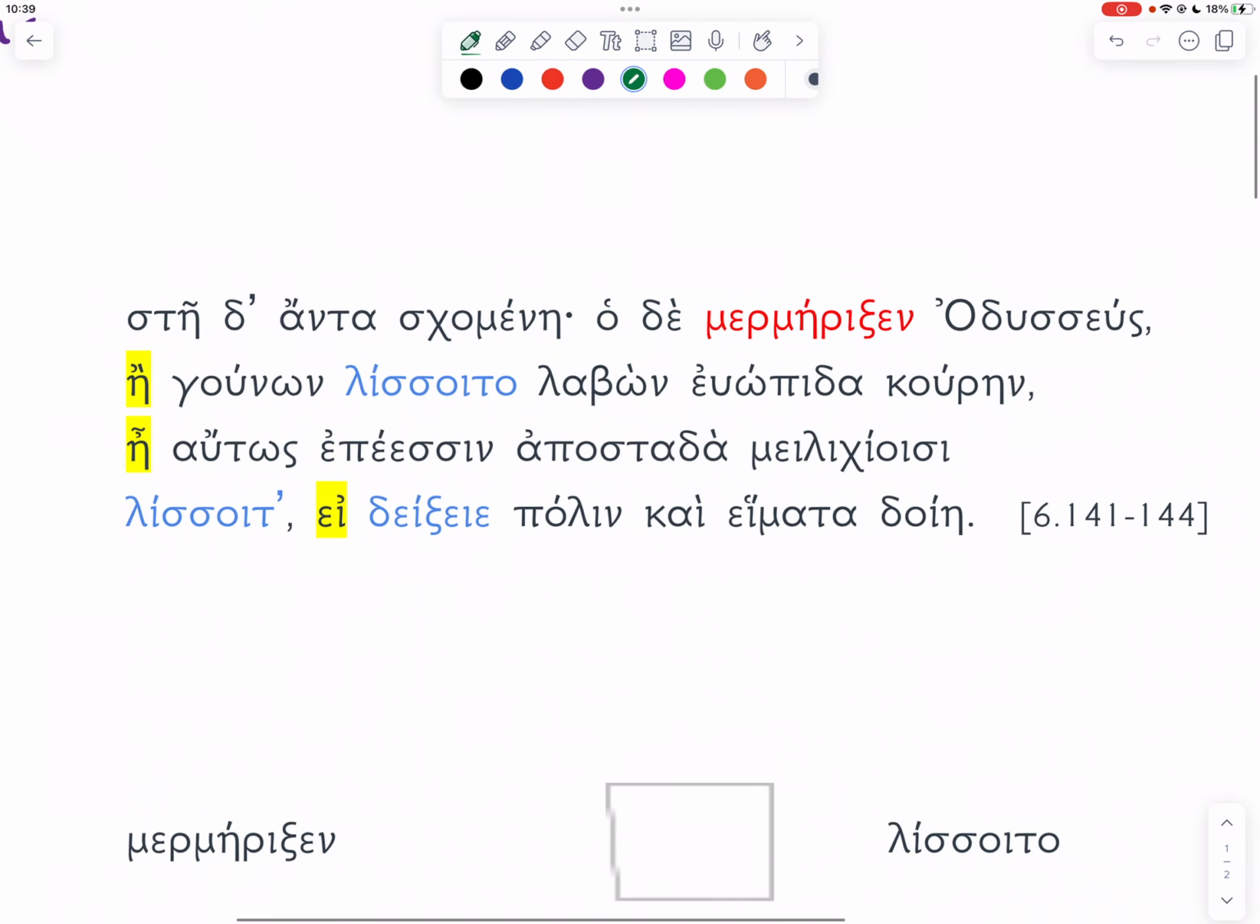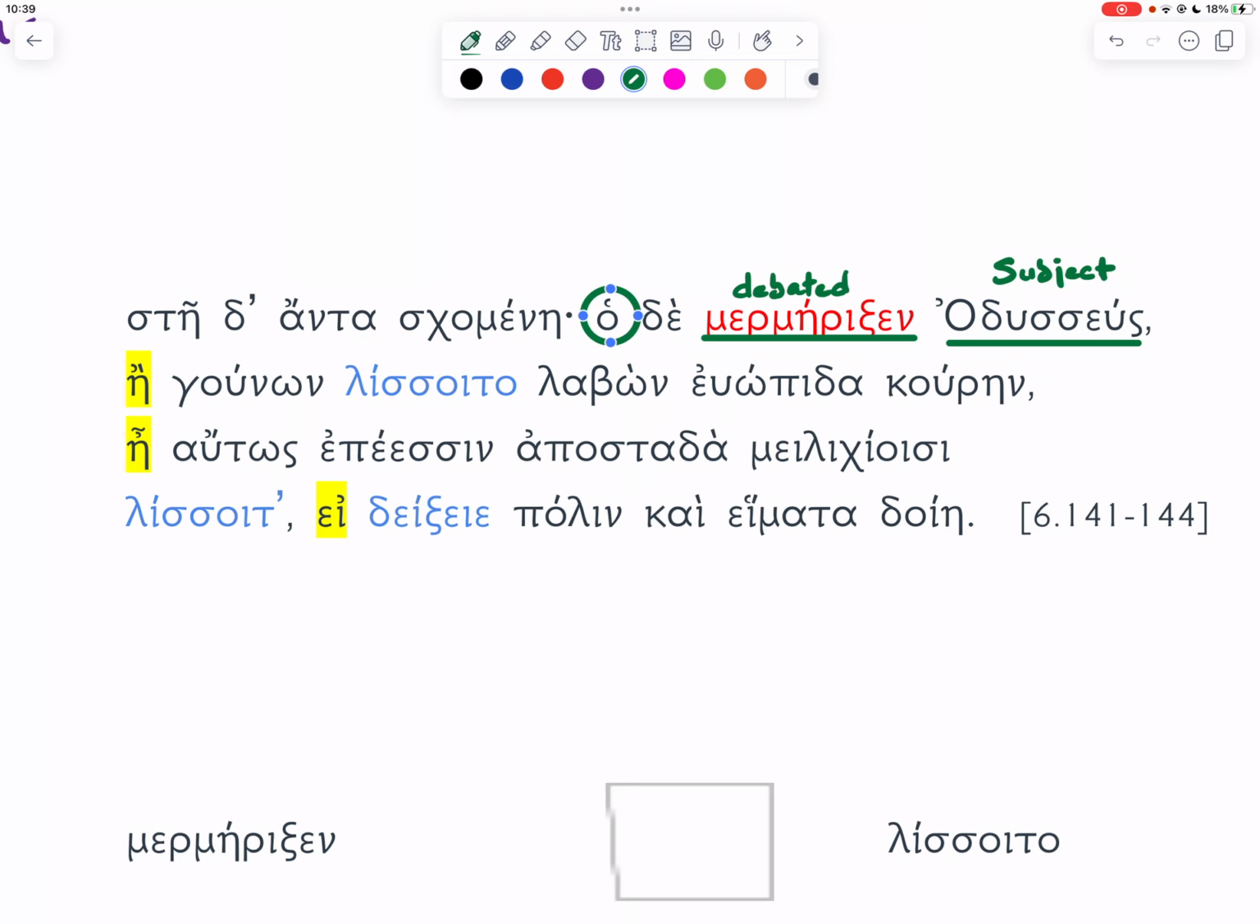All right, so here's Odysseus, and we know he's the subject because his name is spelled like Odysseus. I put the main verb in red, but I'm going to underline it in green. Odysseus debated. And we know that this ho is the article that goes with Odysseus. So Odysseus did what? Odysseus debated.